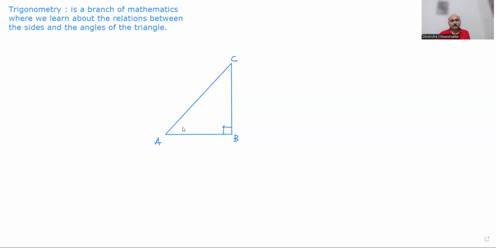There are two more angles here, they are A and C, right? So if I choose this angle and I name this angle theta, this theta is a Greek alphabet, and this is how we write it. We pronounce it as theta. Okay. So if I take this angle, you have to name the sides according to this angle. Stand here and see which is the longest side.